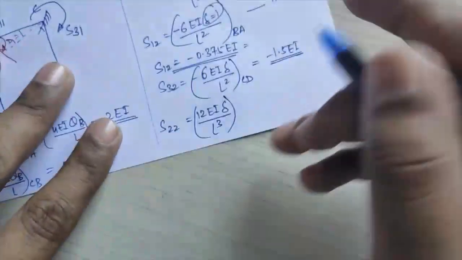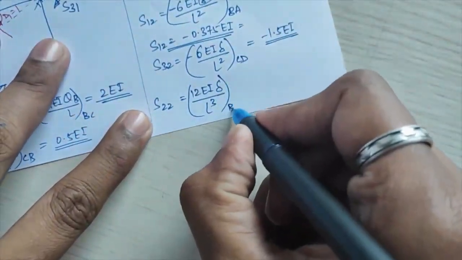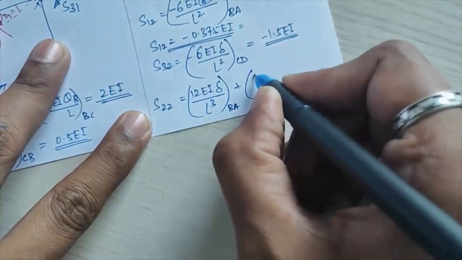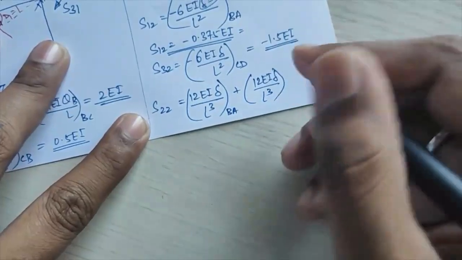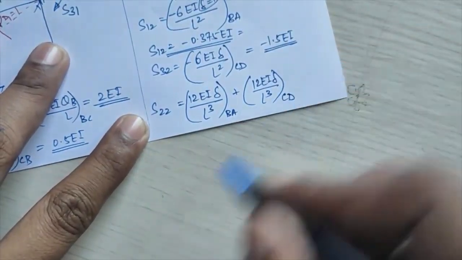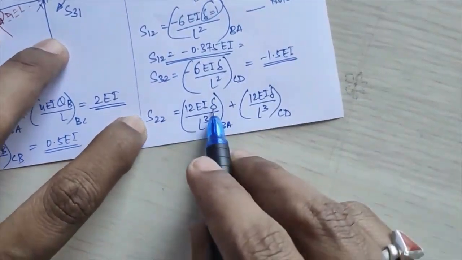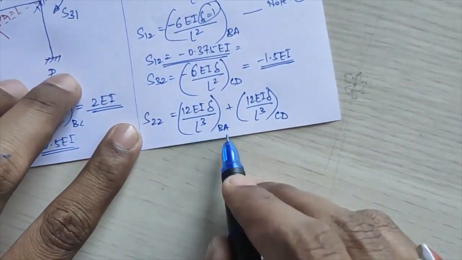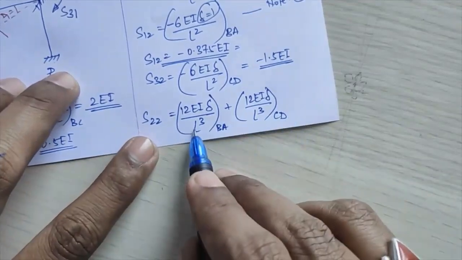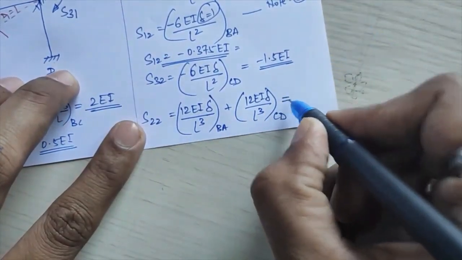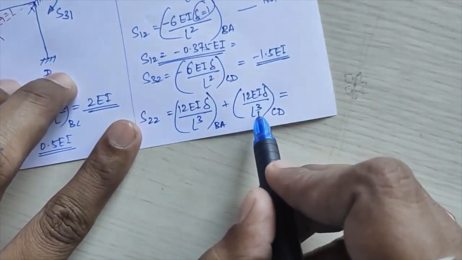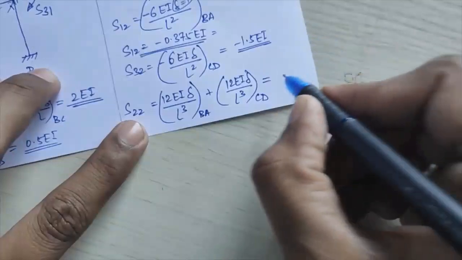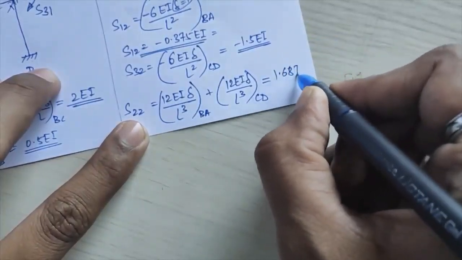That means this 12 EI delta upon L cube will be for your member BA, and plus 12 EI delta upon L cube will be for member CD also here. Whereas delta will be again equal to 1, L cube for BA and L cube for CD, that is 4 cube plus 2 cube. If you solve this, I am getting 12 divided by 4 cube plus 12 divided by 2 cube, and I've got this as plus 1.687 EI.